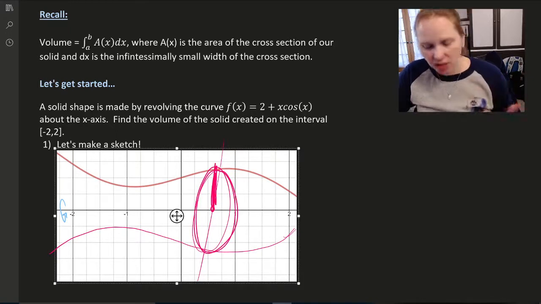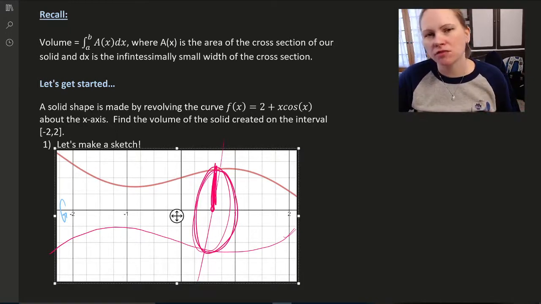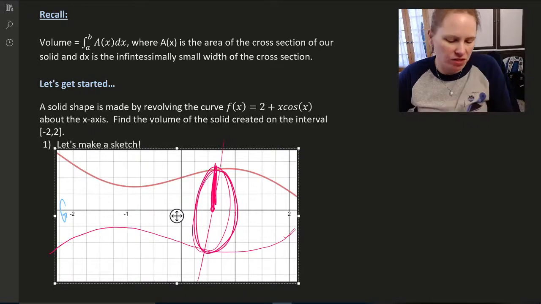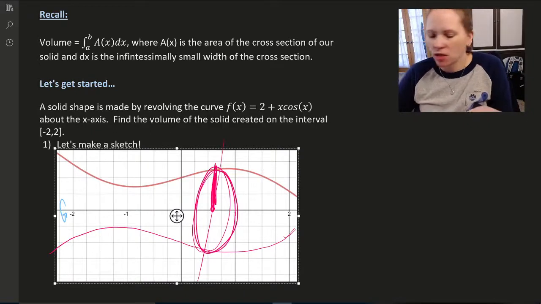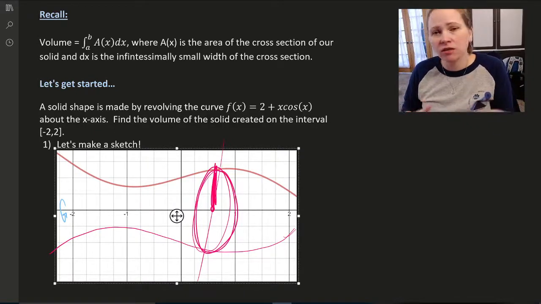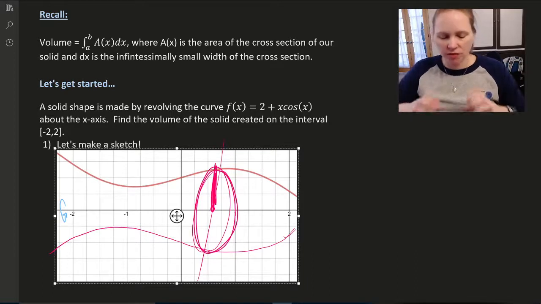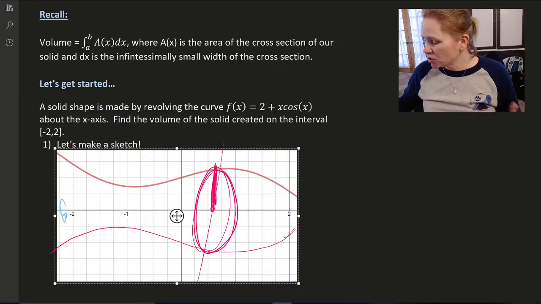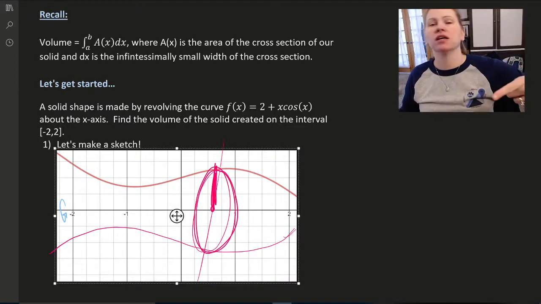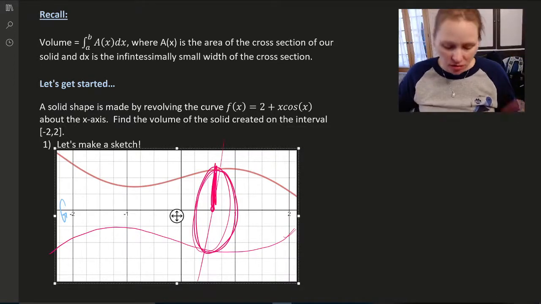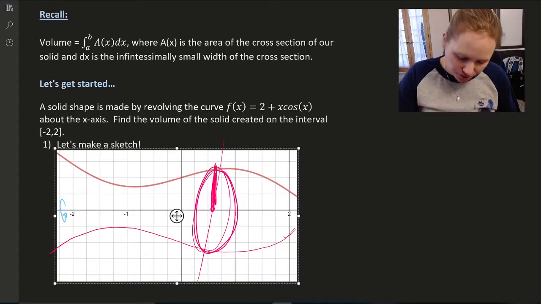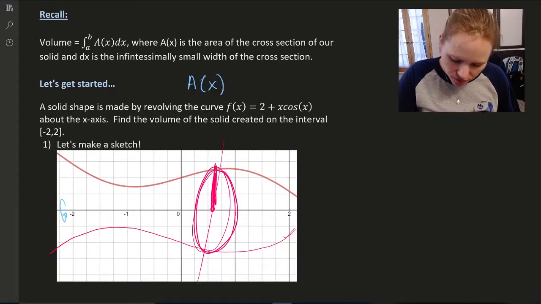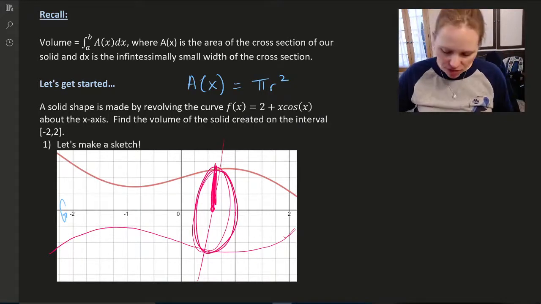So really, we're going to take the same approach to solving these as we did with the solids that have a flat base. We're going to find an area function. Here, it's just going to be a circle. So instead of a square or a triangle or a semicircle, it's a full-on circle. Anytime we're revolving around something, it makes a circle. So our area function is going to be pi r squared. It's just the area of a circle.